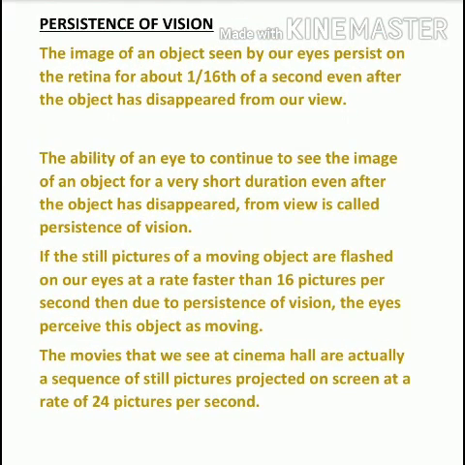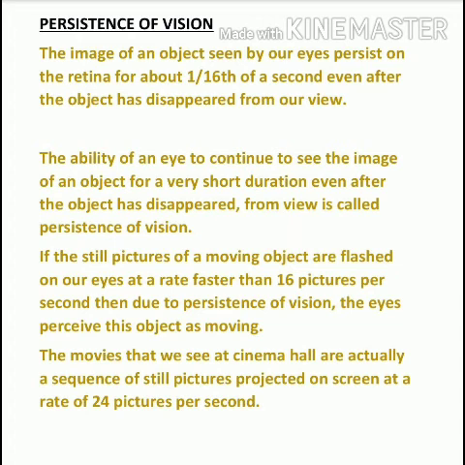Next is the persistence of vision. Persistence means how long the vision that you have seen will remain. So the image of an object seen by our eyes actually persists or remains on the retina for about 1/16th of a second even after the object has disappeared from our view.